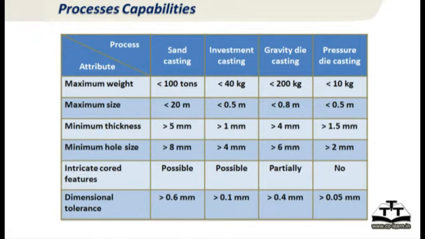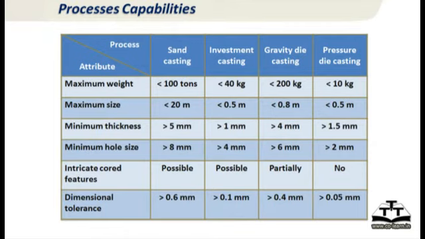Now, different processes have different capabilities, and here is where the designers have to choose the right process. Because choosing the right process and designing a part, or designing a part and choosing the right process, are a chicken and egg kind of problem. Why? If you look at maximum weight, you can see a comparison of normal green sand casting, investment casting, GDC, and then your PDC.